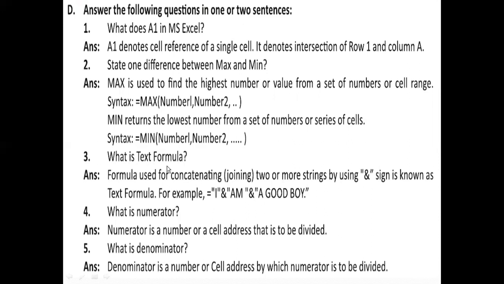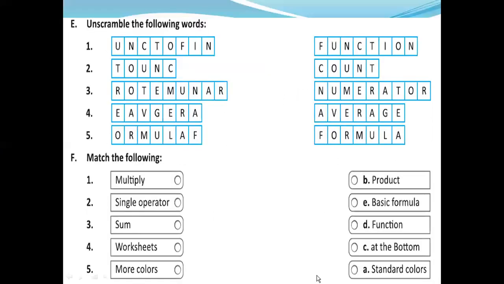What is the text formula? Formula used for concatenating, joining two or more strings by using ampersand sign is known as text formula. Example also is given. Please write it. What is a numerator? It's a number or a cell address that is to be divided. What is the denominator? You have already studied in maths. Denominator is a number or a cell address by which the numerator is to be divided.